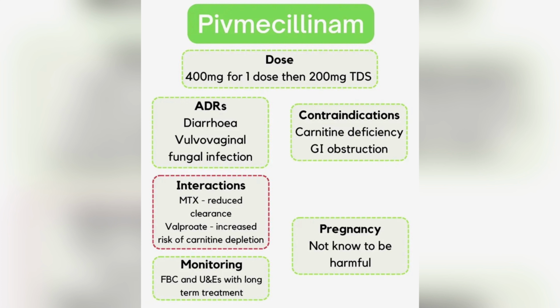Pivmecillinam therapy. Dose: 400 mg for 1 dose, then 200 mg 3 times a day. Adverse effects of drug: 1. Diarrhea, 2. Vulvovaginal fungal infection. Drug interactions: 1. Methotrexate, reduced clearance. 2. Valproate, increased risk of carnitine depletion.